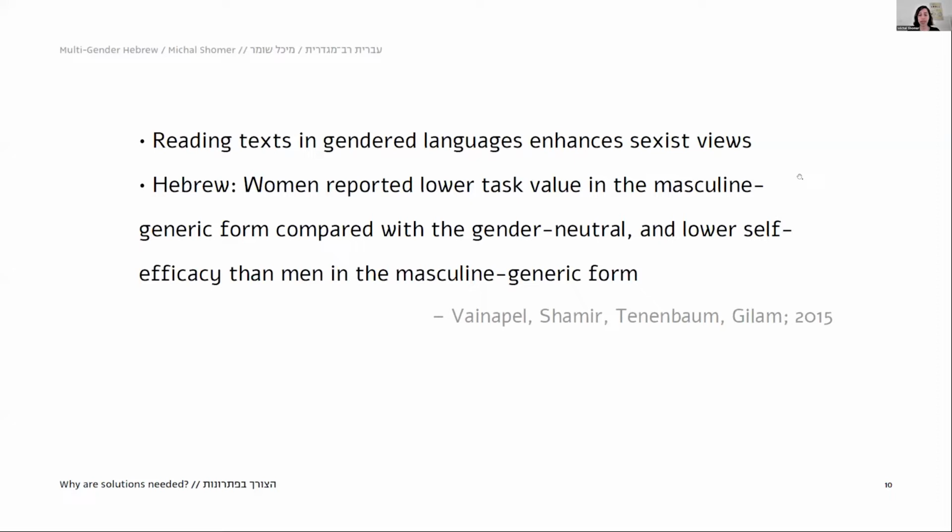Another interesting study that was done in Israel on Hebrew speakers was a study where women and men were given questionnaires, these forms, to fill in about their motivation to succeed in academic tasks. Some of the forms were written in this masculine generic form, and some of them were in a gender neutral way in Hebrew. And they found that women reported lower task value when the questionnaire was written in the masculine generic form in comparison to the gender neutral form. And in addition, women reported lower self-efficacy than men when the questionnaire was written in the masculine generic form.